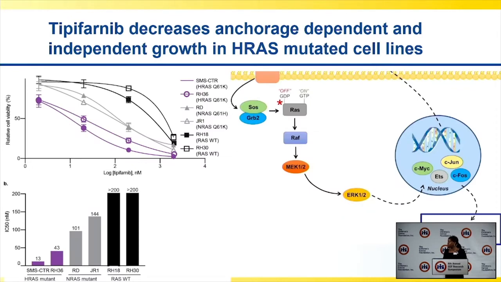We then asked if we see decreased signaling downstream of RAS, will we see a subsequent decrease in cell growth and proliferation? And so we took cells with either HRAS, NRAS, or RAS wild type and looked at cell viability in response to increasing doses of Tipifarnib. So here, highlighted in purple, we were able to see that our HRAS cell lines had a reduction in cell viability in a dose-dependent manner to Tipifarnib.